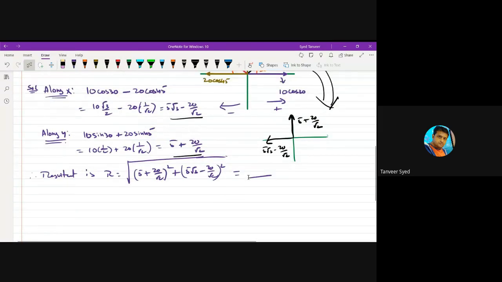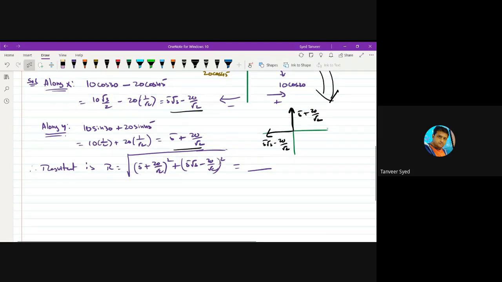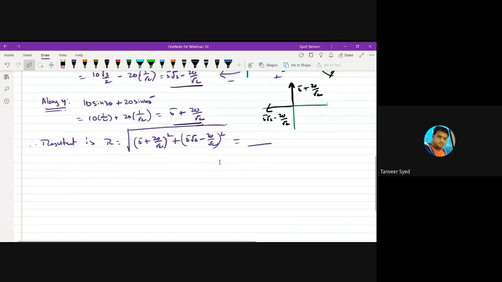Okay, like this, if you are given three or more than three or any number of vectors, their magnitudes and directions, you must be able to resolve them into vertical and horizontal components and ultimately find the overall resultant.